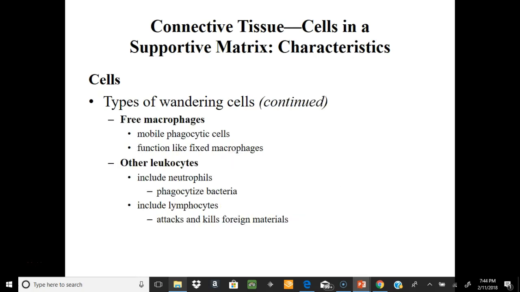Then we have wandering cells. Wandering cells are cells that move through our connective tissue, and when something happens, typically an invasion of some pathogen, then the wandering macrophages or the other wandering cells like neutrophils or lymphocytes or eosinophils come along, and they will get rid of the pathogen so that we are safe.